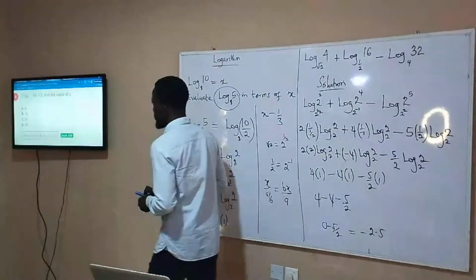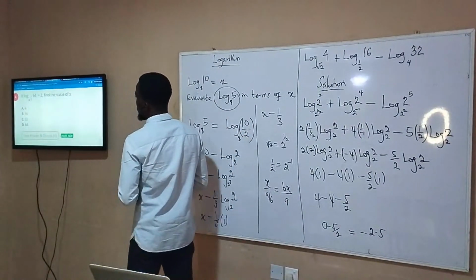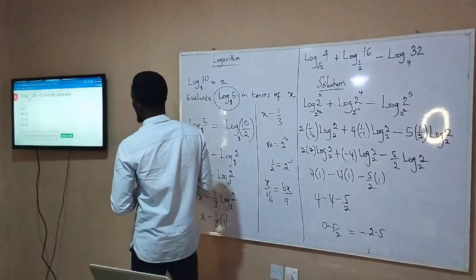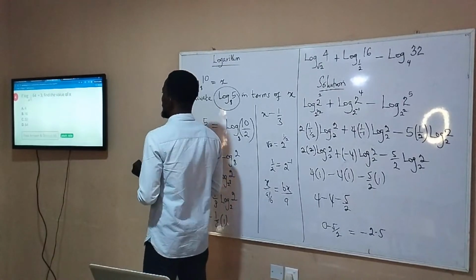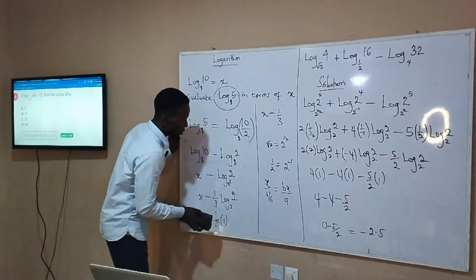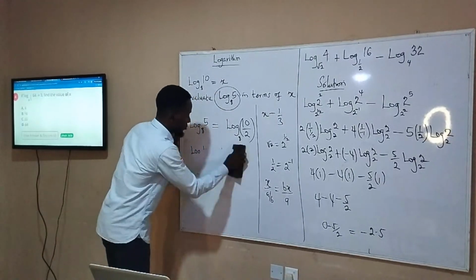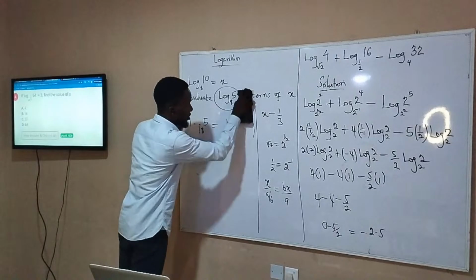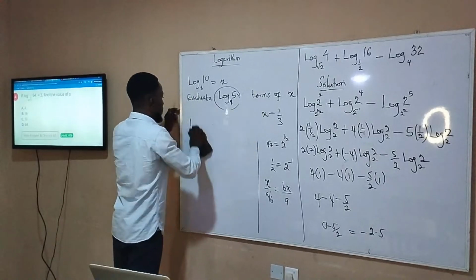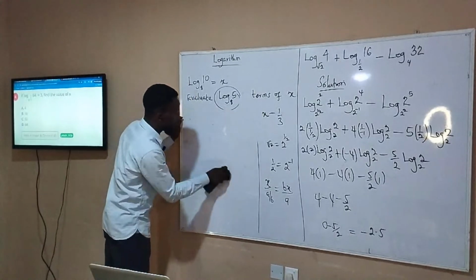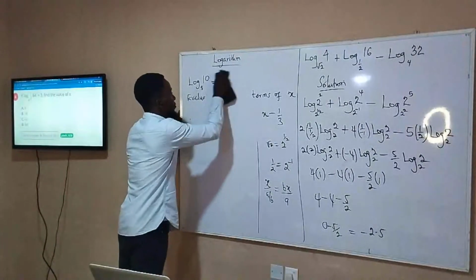So the question is, if log 64 base x raised to 1 over 2 equals 3, find the value of x. That is very simple as well. So let me quickly clean the board. I don't want to waste time with this. I'm very sure by the time I'm through with this, you would have learned everything you need to know about logarithm in JAMB.